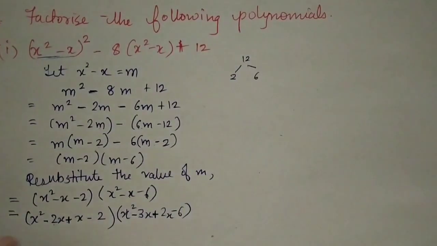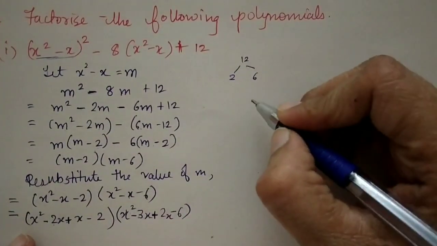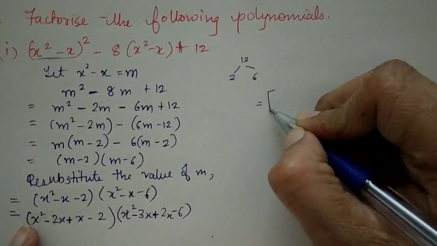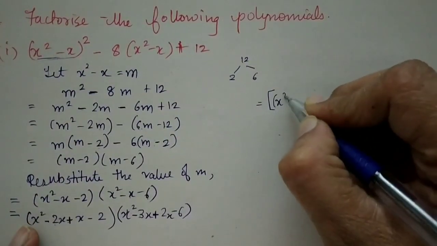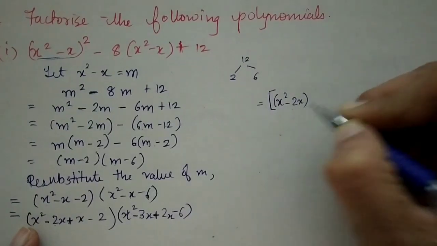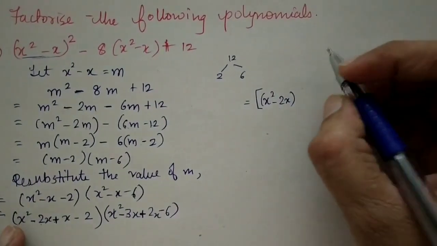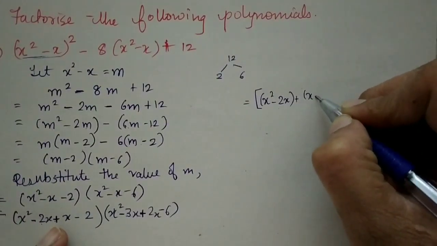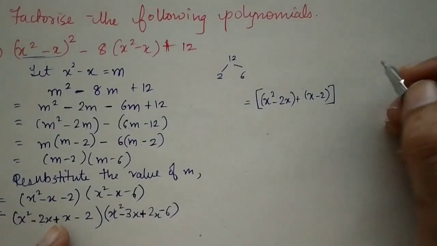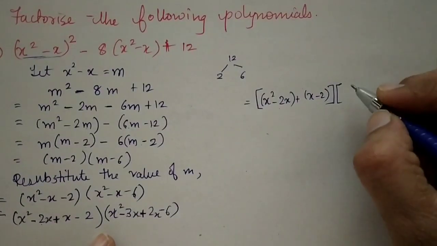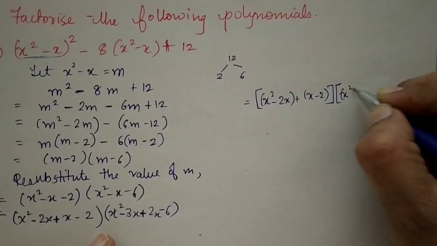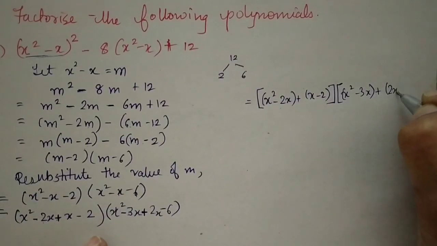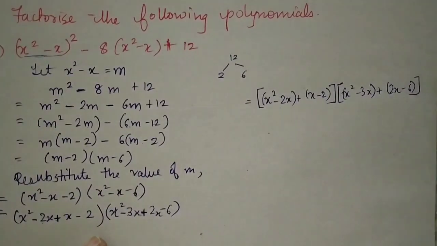So now we'll make 4 brackets for this. So I'll do it here. So this becomes, so I'll put a square bracket, x square minus 2x will be one bracket. Okay, then plus x minus 2 will be the another bracket. Similarly, x square minus 3x in one bracket plus 2x minus 6 in the other bracket.